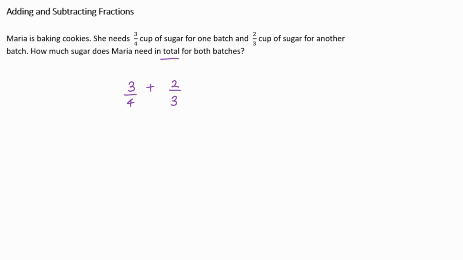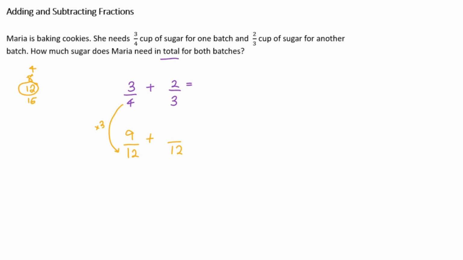Because these denominators are not the same, we need to find a common denominator. So we're going to look at the 4 times table, 4, 8, 12, and 16. And we can stop there because we've found number 12, which is a multiple of both 4 and 3. So we're going to make these equivalent and put them over 12. In order to make 4 into 12, we have multiplied it by 3. So we're going to do the same to the numerator, which is 3.